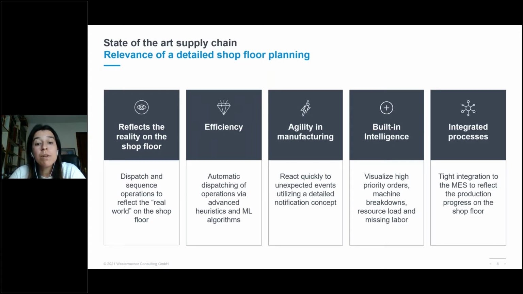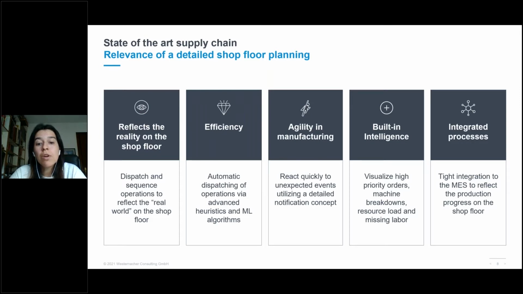As today, most manufacturing plants can have different machines connected to different interfaces, it's important to communicate properly. Therefore, the tight integration to the MES system is key to know all that information and the production progress. Letting the information flow and making it available in the system. This reflection of what happens on the shop floor adds more agility in manufacturing, allowing the managers or operators to react quickly to unexpected events using a detailed notification concept.